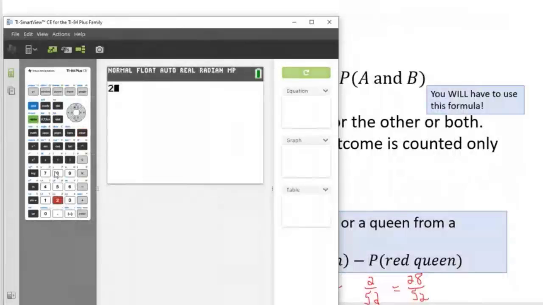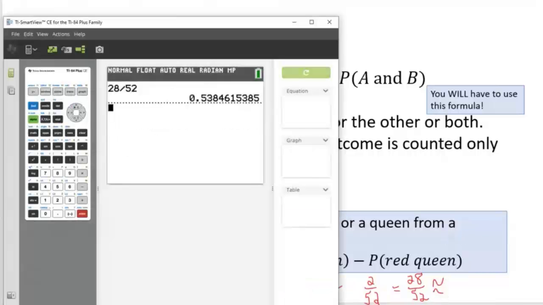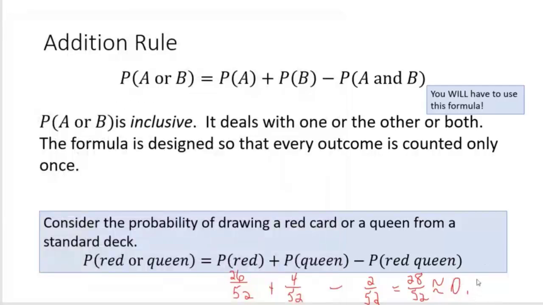So I can just pick up my calculator, 28 divided by 52. Do make sure when you're doing your homework, you look closely at what they want you to round this to. And so that number is, to 2 decimal places, approximately 0.54. It makes sense that it's a little bit more than half, since half the cards are red and there's a couple of queens that aren't red. It's going to increase it a little bit more than half.